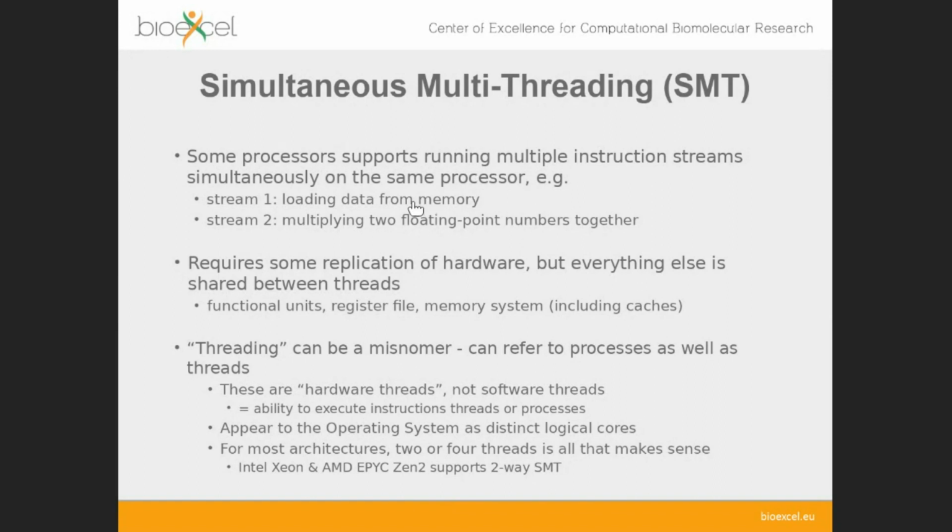For example, at the same time as multiplying two floating point numbers, it could be loading data from memory, and it could also be doing something with integers. Now, this means that some replication of hardware is needed, but everything else can be shared between these threads. So the idea here is that a single physical core has a number of different functional units, and it can execute more than one stream of instructions at a given time. In other words, it can execute more than one thread or more than one process at a given time. So these are sometimes called hardware threads, but it could be threads or processes.